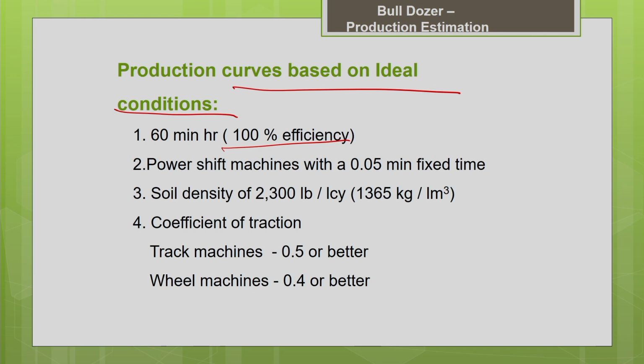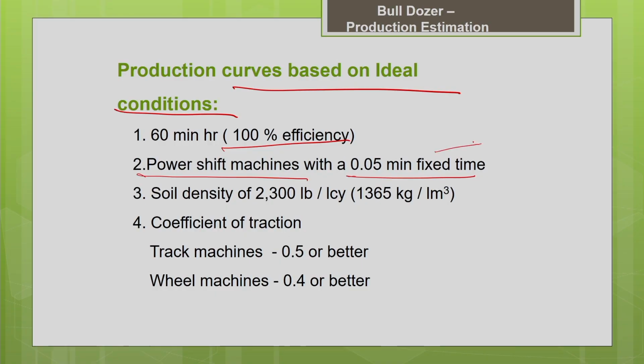Then it is based on the assumption that the machines are power shift machines. That means they are based on torque converter, automatic gear change. So, their maneuver time is only 0.05 minute. But if the machine which you are going to use in your site is based on direct transmission, manual gear change, then accordingly this fixed time will vary.